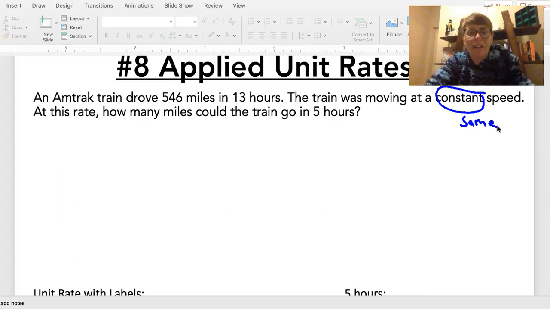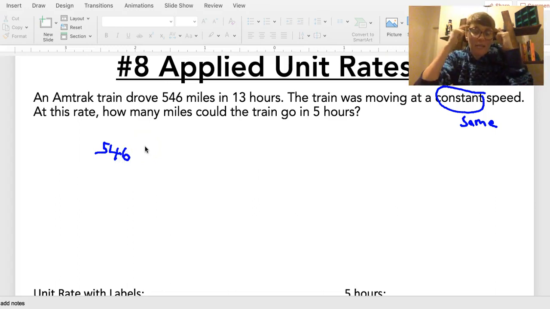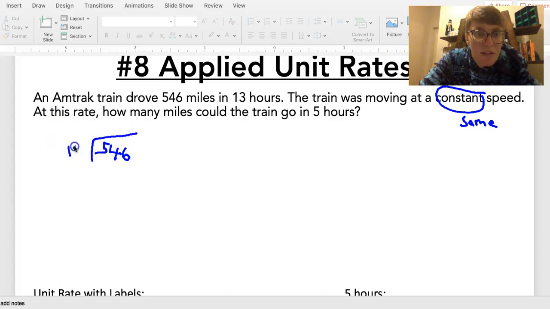I've seen some of you quickly do 546 divided by 5. However, this 546 miles is tied to the 13 hours. It's not tied to the 5 yet. So, what I want to do is write 546, because that's our total distance that the train is traveling. And I'm trying to think about this train traveling this total distance in this specific time. That reminds me of division. I'm taking a total and I'm splitting it up. So I'm going to do 546 divided by 13. I'm using division because I always use division to determine my unit rates.